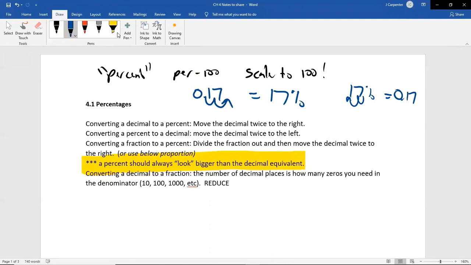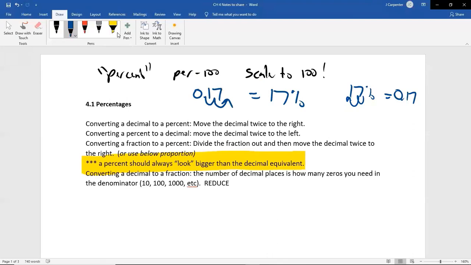So those are the 2 most common types of conversions you'll be seeing in this class. Admittedly, you'll be converting percents to decimals most, but we will still see some decimal to percent conversions as well. This converting a fraction to a percent, all you got to do is divide the fraction out. You got calculators, so you don't even have to worry about long division. Just type A divided by B, and then move the decimal twice to the right.